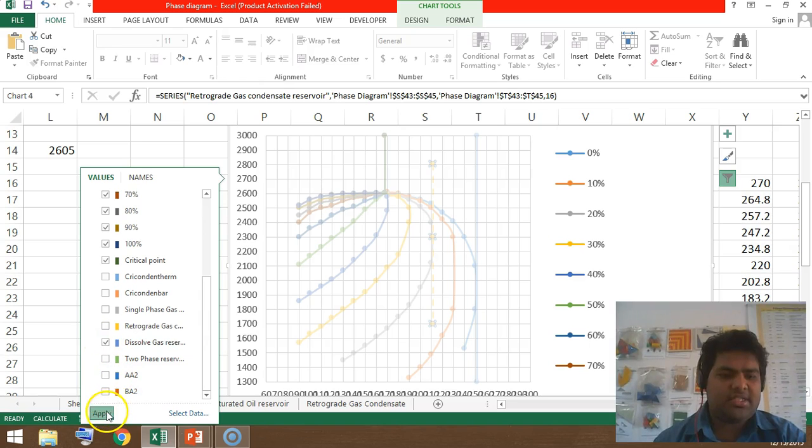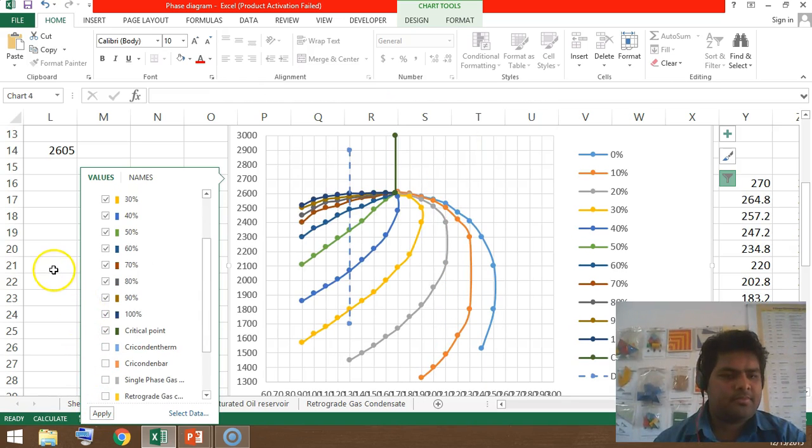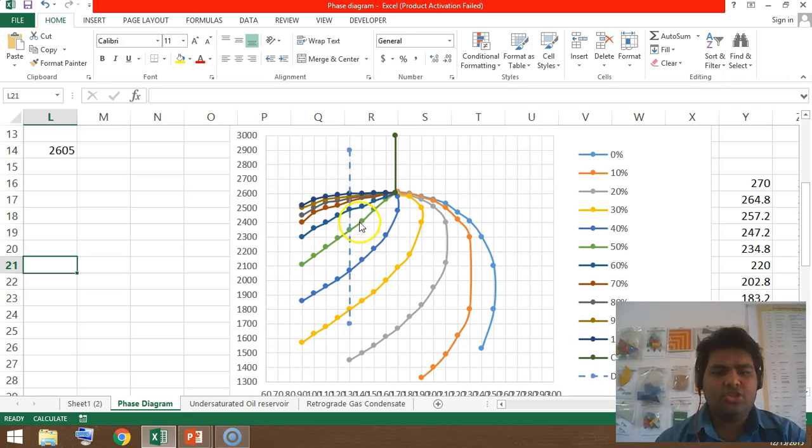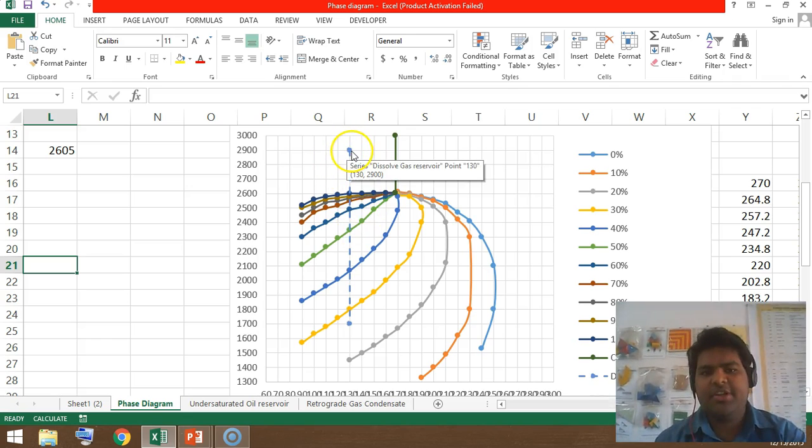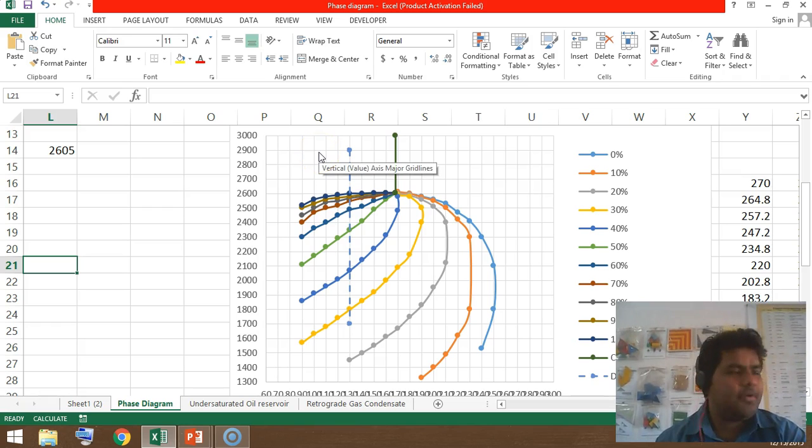Dissolved gas reservoir. So this point lies on the left hand side of the critical point and is outside the two-phase envelope. So any point in this region will represent a dissolved gas reservoir. Initially the reservoir fluid in a dissolved gas reservoir is a single phase oil, no gas cap, only oil.